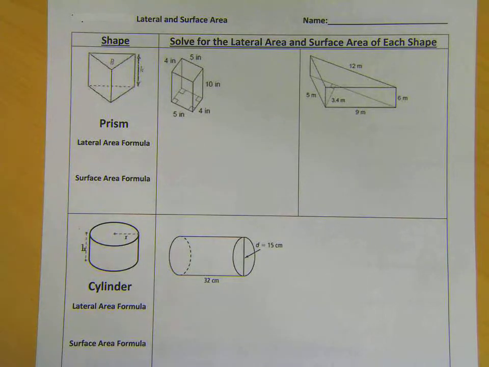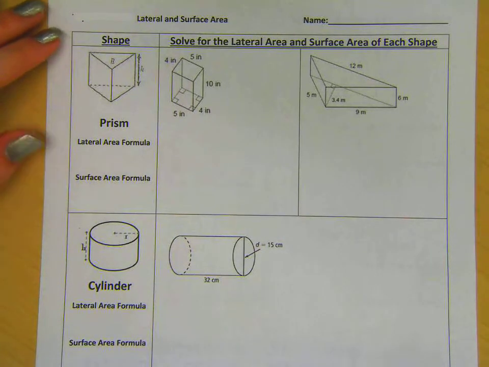Hey everyone, here are the notes for lateral and surface area. So, we have prisms, cylinders, spheres, pyramids, and cones. To start out with our prism, we're going to break it down into the lateral area and the surface area.